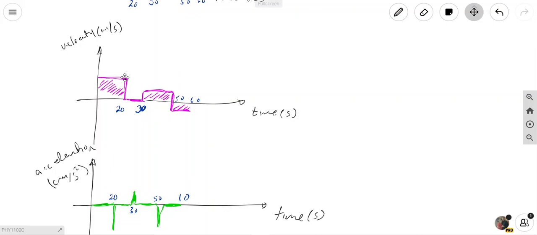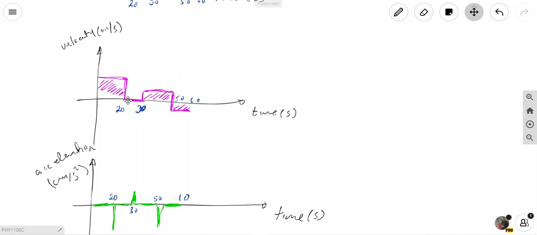So from 20 to 30 seconds, the velocity of the car is zero, right? Again, we have a horizontal line, but this line also is on the x-axis of the graph, or the time axis, right? So that means that we have no velocity at all here. So the velocity is zero in the interval from 20 to 30 seconds.